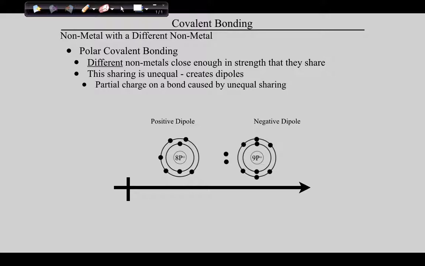Guys, when you represent these polar covalent bonds, you're going to represent them with an arrow. This arrow points in the direction that the electrons move, so it will always point at the more electronegative atom. Fluorine is stronger, so the electrons move towards the fluorine. If the electrons move towards the fluorine, what's the charge of this side? Negative. And that means the charge of this side is positive.